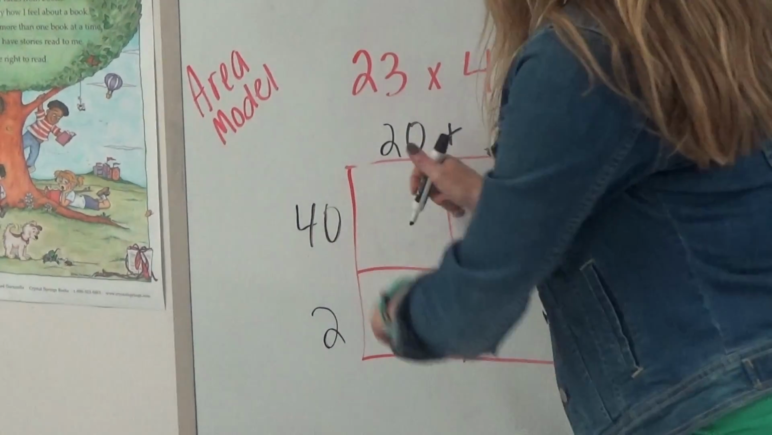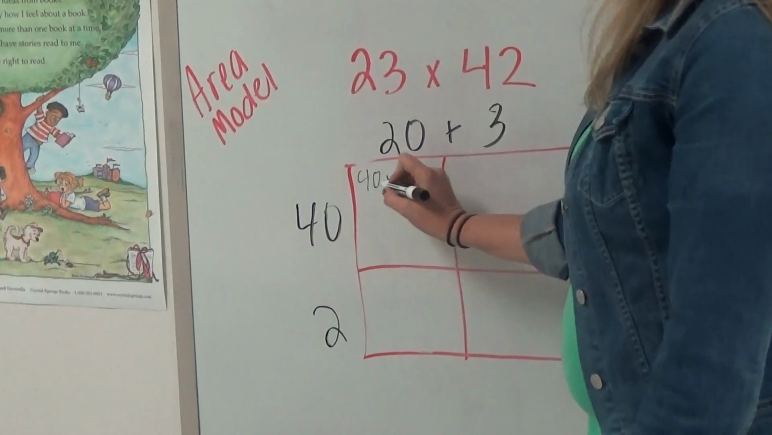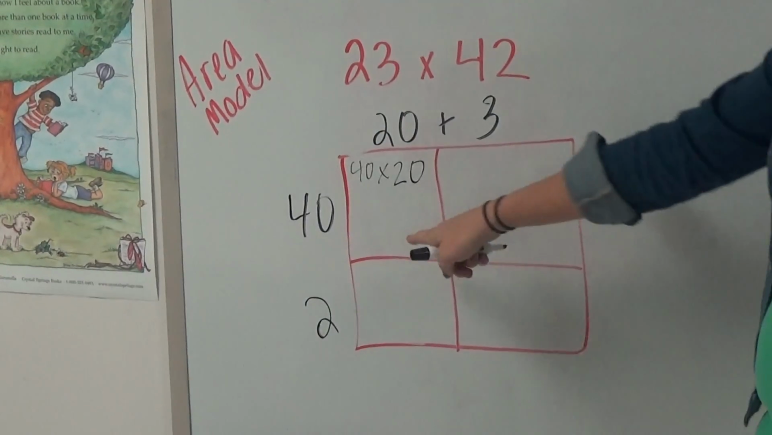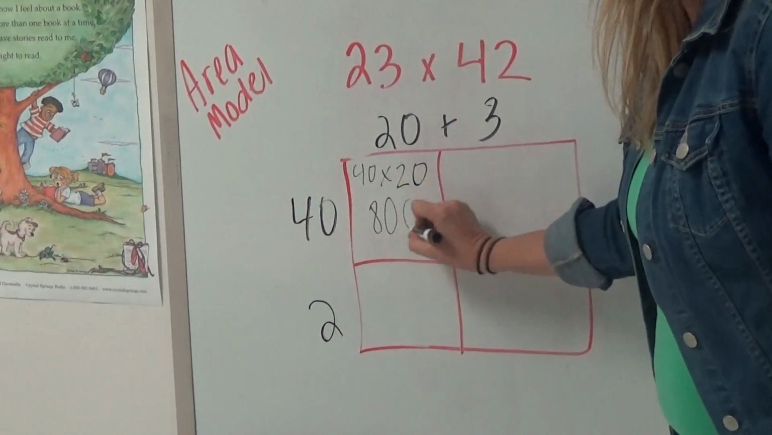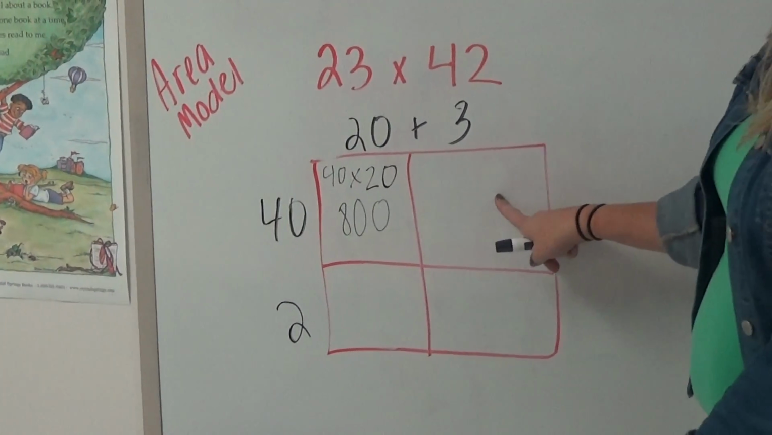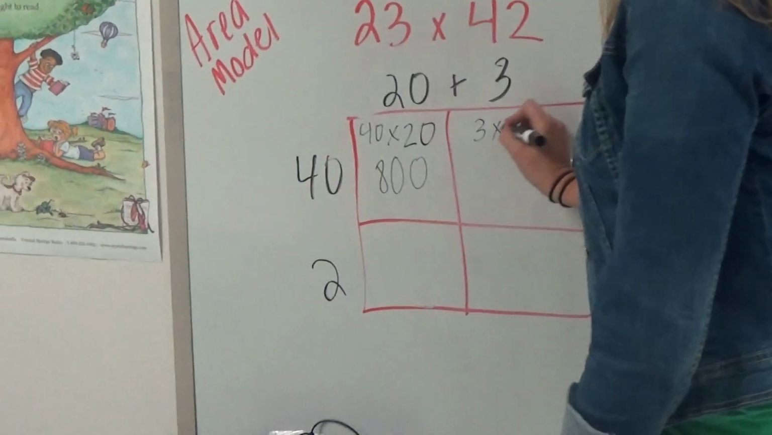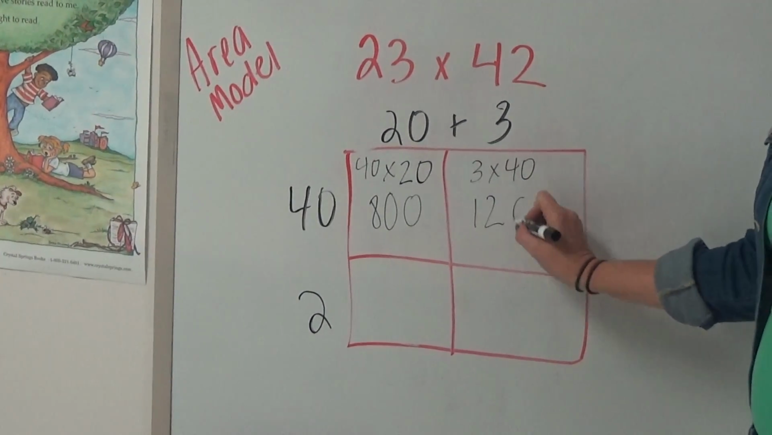So in this box, we have 40 times 20. So 4 times 2 is our easy fact. Remember those zeros we talked about in the previous video? We want to find our easy fact, 4 times 2, which is 8, and then we have 2 zeros. Then in this box we're going to go up and do 3 times 40. So again, we'll do our easy fact, 3 times 4, which is 12, add our 0.